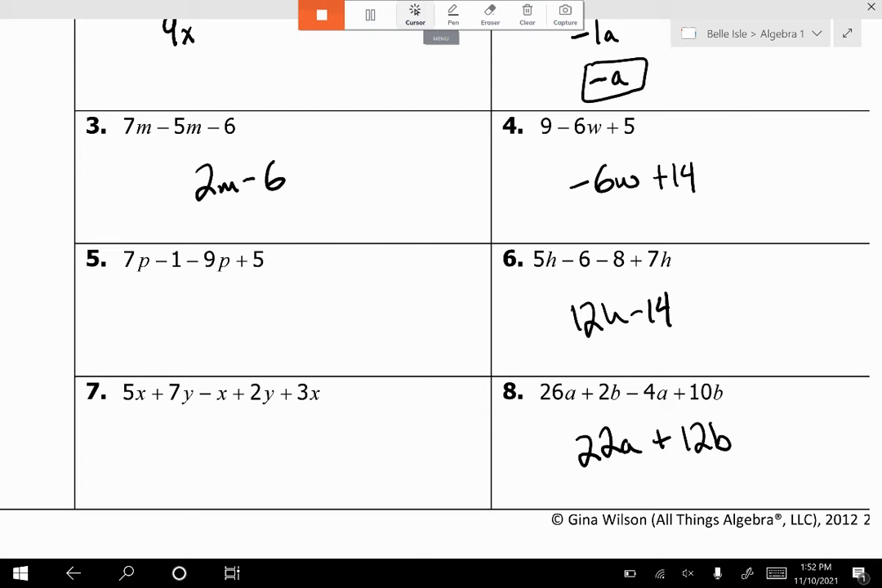Parker, did you get number 5? Okay, tell me. You just want me to tell you the answer? I want you to walk me through your thought process. Okay. First it is 7p minus 9p because it's negative. So I got negative 2p. And then for the constant term, I got negative 1 plus 5, which is 4. So it would be negative 2p plus 4. Perfect.